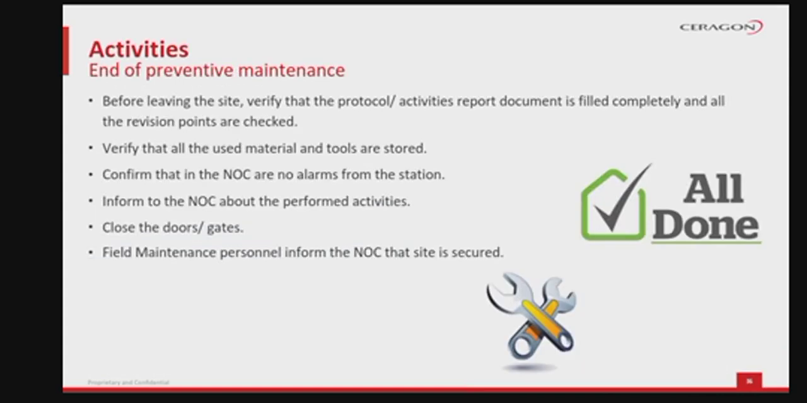This would conclude the guidelines we have for the maintenance window. At the end of all the maintenance activities, verify that all the points were checked, all values have been registered, and that no alarms are still present in the equipment. Inform the Network Operations Center about the performed activities, close the site, and leave the facilities.